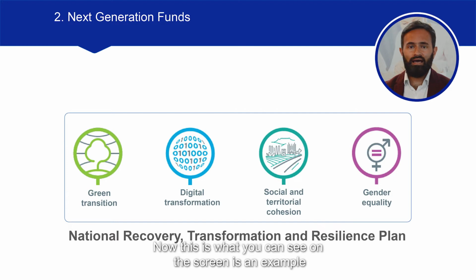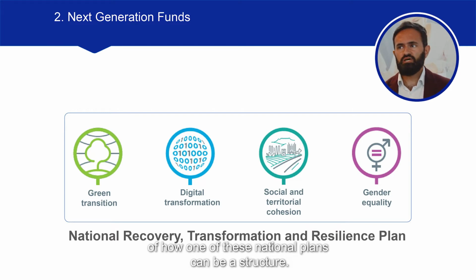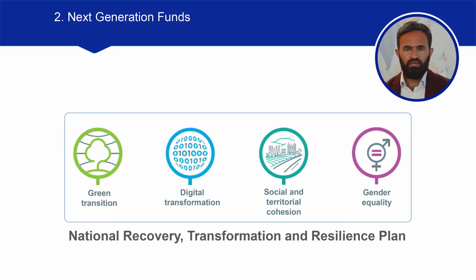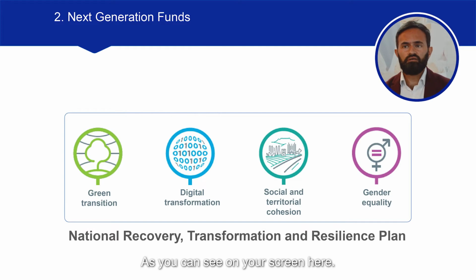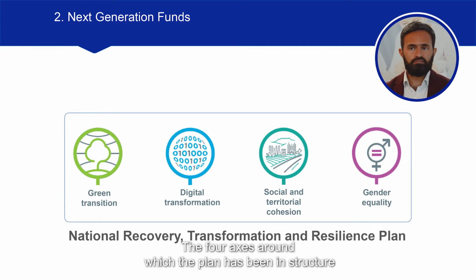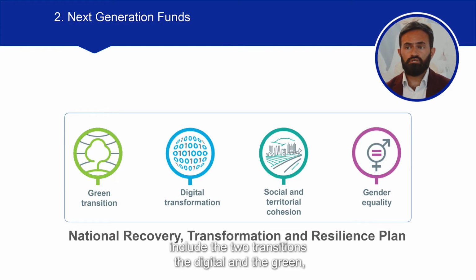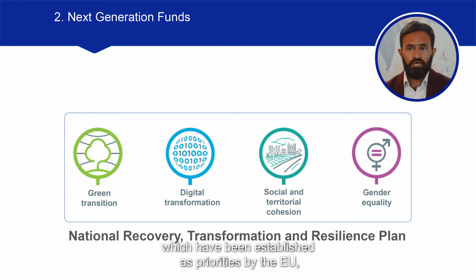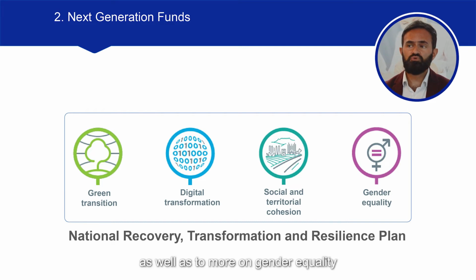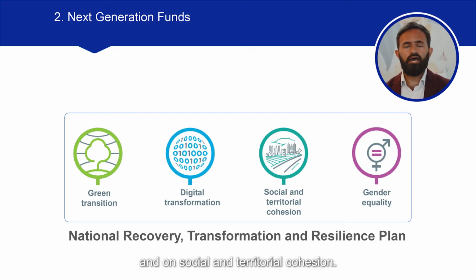Now, what you can see on the screen is an example of how one of these national plans can be structured. As you can see on your screen here, the 4 axes around which the plan has been structured include the 2 transitions, the digital and the green, which have been established as priorities by the EU, as well as 2 more on gender equality and on social and territorial cohesion.